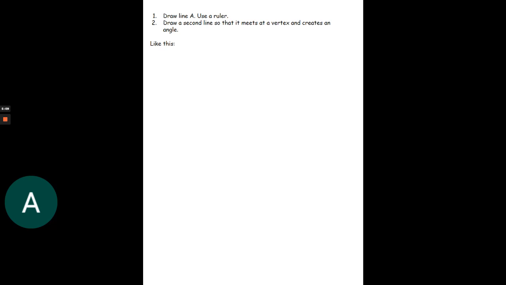You're going to follow the instructions to draw an angle. You may need to pause at points, which is fine. You're going to draw lines so that they meet at a vertex, and we're going to create an angle. I don't want you to do it so that you've got a tiny angle. I want you to do it so you've got a nice clear angle that you can measure. So follow the instructions with my photographs.